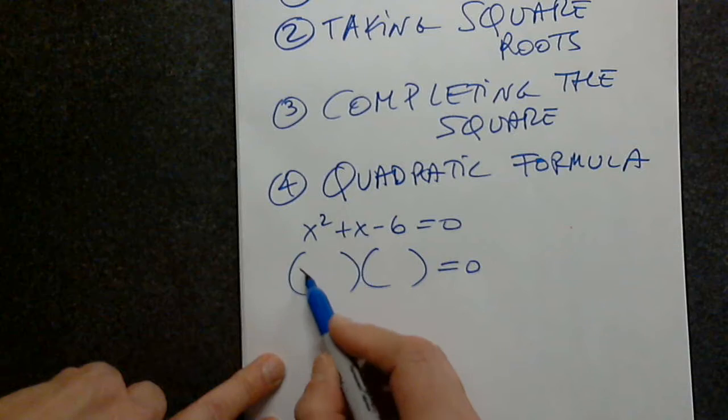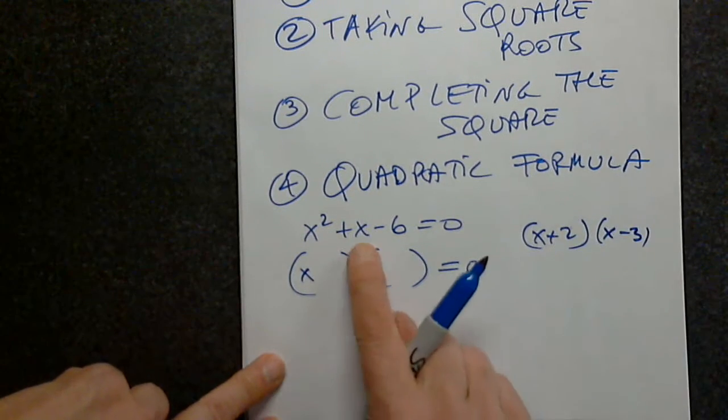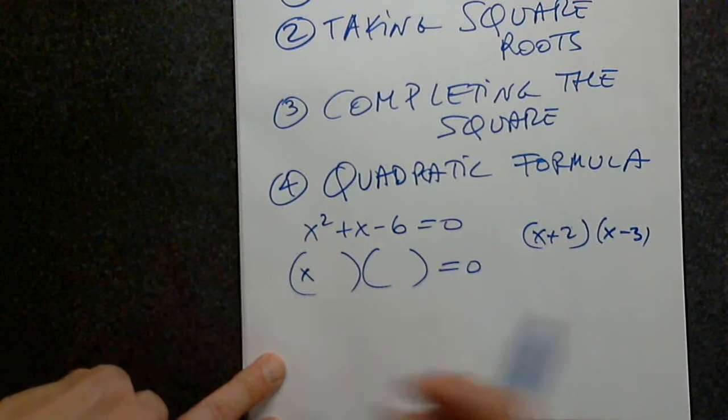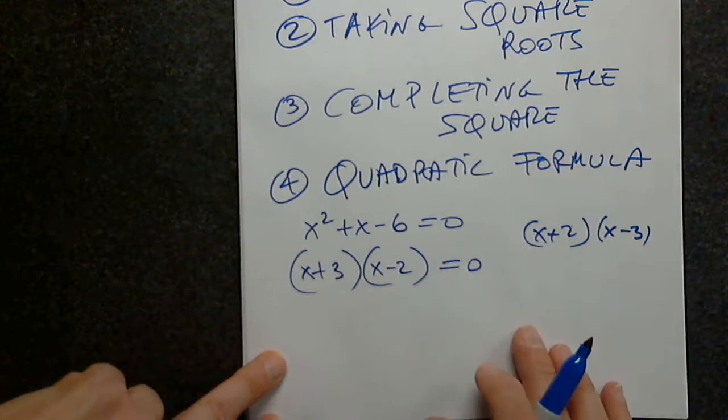Correct. X plus 2, x minus 3. But if I write x plus 2 times x minus 3, then the middle term will be negative x. But you're on the right track. X plus 3, x minus 2.